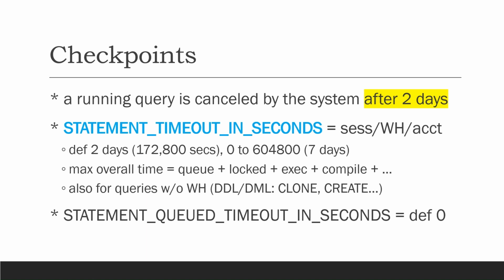And what's interesting, if you set it at the session or account level, this is also for queries that do not use a warehouse at all. For DDL, DML queries using metadata only, like clone, like create. As I mentioned before, definitely you have another similar parameter for queuing the query that you can allocate a timeout here as well. By default, this is 0, and this is called statement queued timeout in seconds.